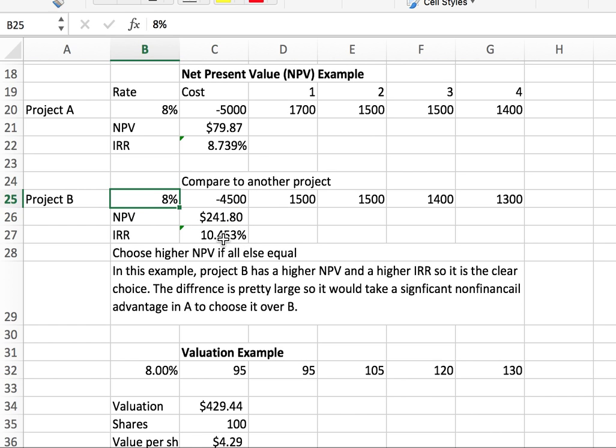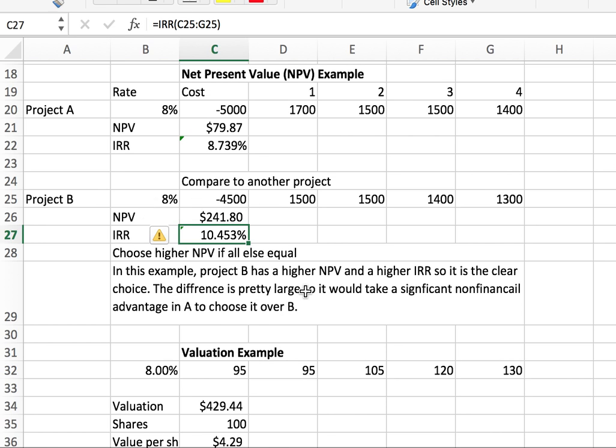That's also shown in our IRR. This cash flow generates an income of 10.45%. Well, that's pretty good compared to 8.73. So in this case, we would choose higher NPV or IRR if all else is equal. And in this example, Project B has a higher NPV and a higher IRR. So it's a clear choice. We would pick Project B here.